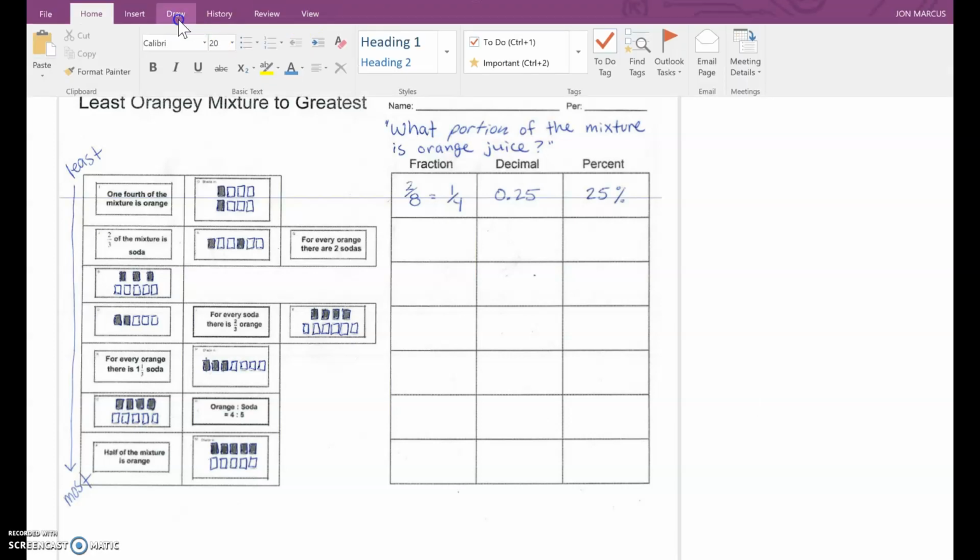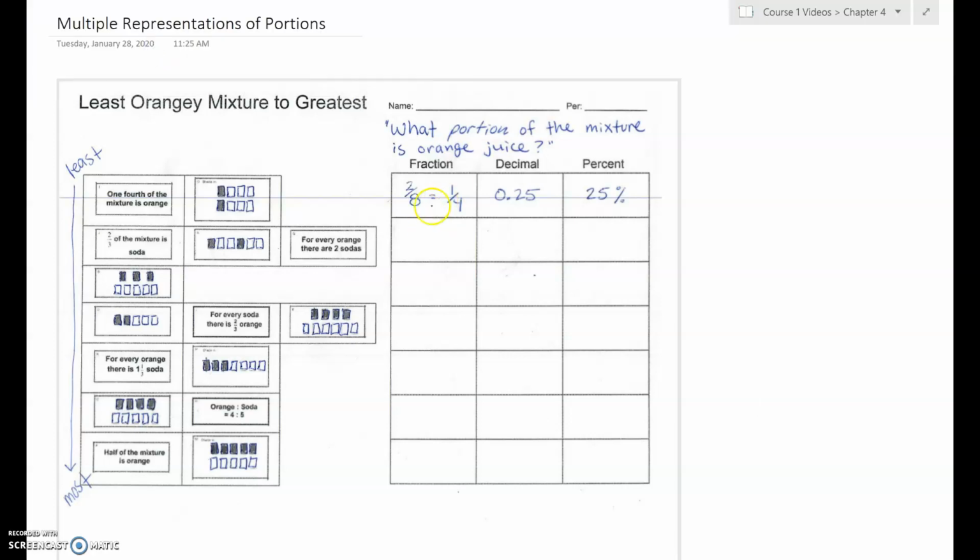And from that, we did this in class. We found that 1/4 was equal to 25 hundredths, which is equivalent to 25%. So I wanted to do the next couple. This one says that 2/3 of the mixture is soda. If I break this in half, 2 out of the 3 parts are soda, so those match. And for every orange, there are 2 sodas. So those 3 cards match.